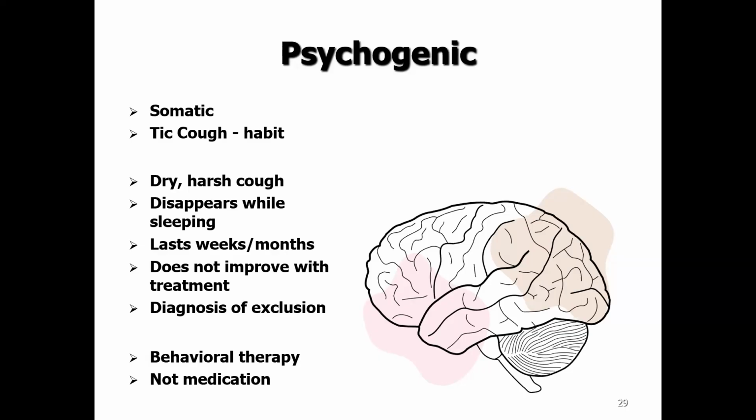Reassurance and education, explaining the mechanism reduces anxiety; behavioral therapy or habit reversal training; speech therapy to retrain breathing and vocalization; cognitive behavioral therapy for underlying anxiety or stress; and distraction techniques such as breathing exercises, relaxation, and humming.